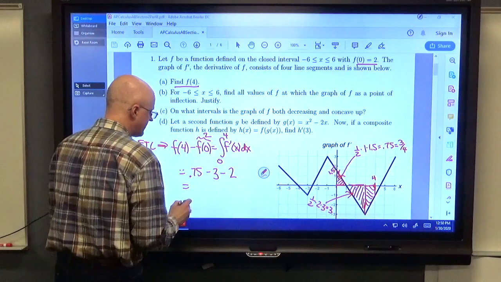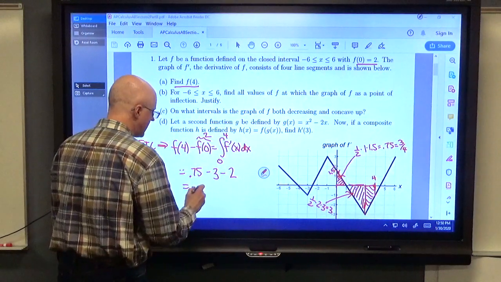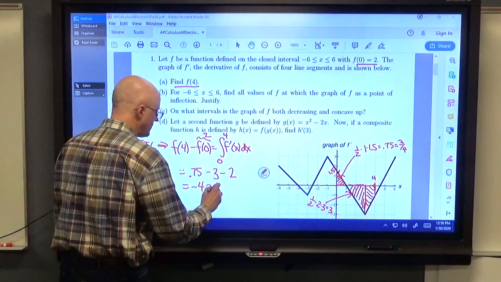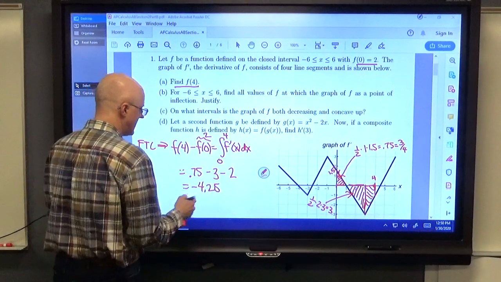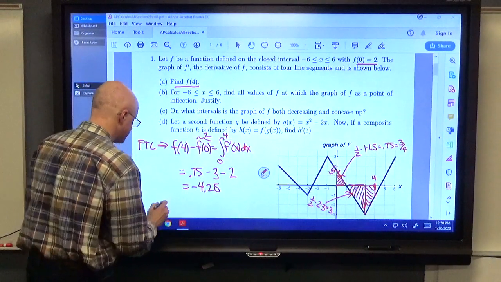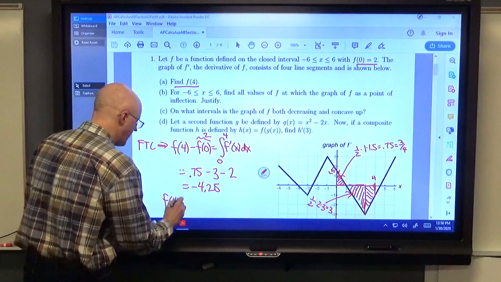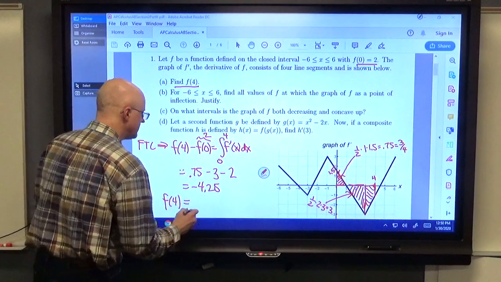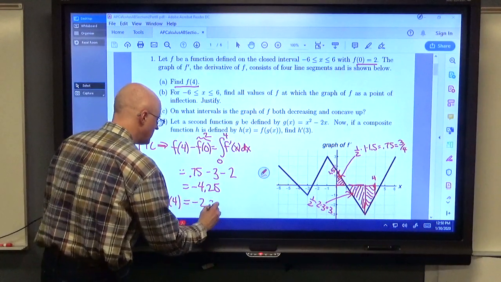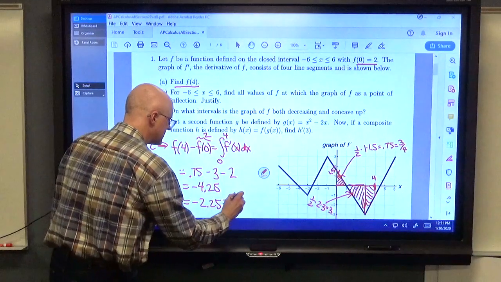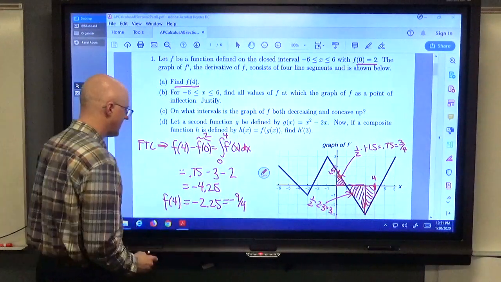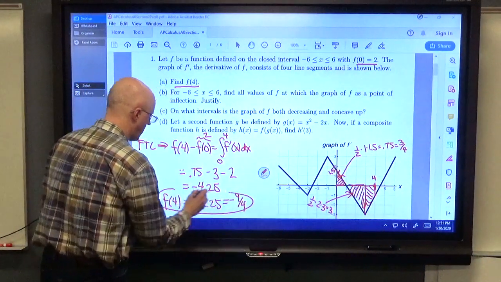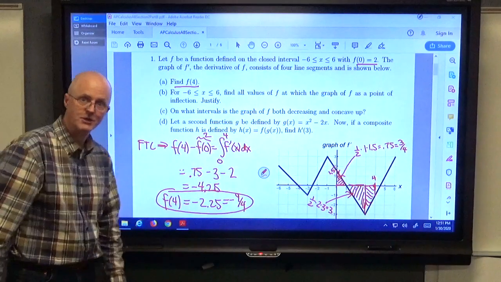So this is 0.75 minus 5. That's going to be negative 4.25. But now don't forget to add 2 to both sides. The final answer for f of 4 is going to be negative 2.25. As a fraction, that's negative 9/4. Okay? That would be the final answer for part A. This is the kind of work you want to show.